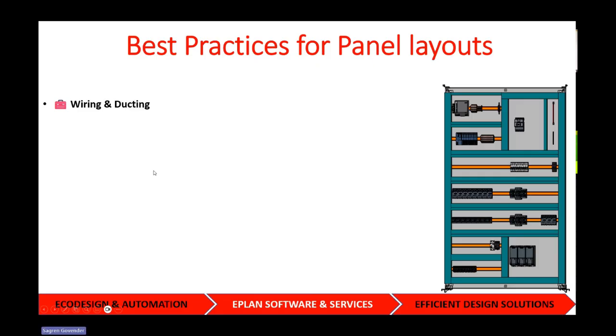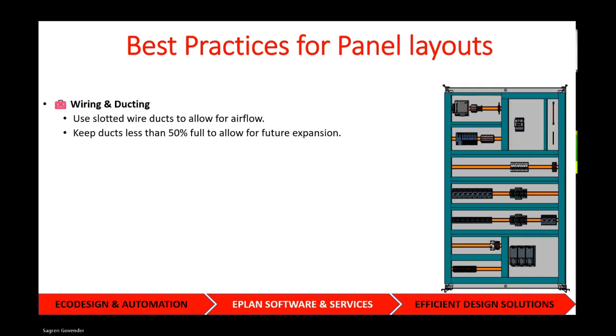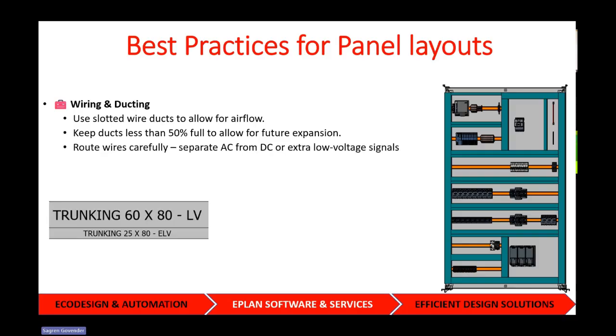Wiring duct and your wiring itself, and again, it's best to use slotted ducting, and that helps with your airflow as opposed to solid ducting. And of course, it's easier to run your wires through slotted ducting than through solid ducting. Just make sure you keep sufficient space for future expansions in your duct, so maybe no more than 50% when you start off, so you allow sufficient space for airflow as well as future expansions.